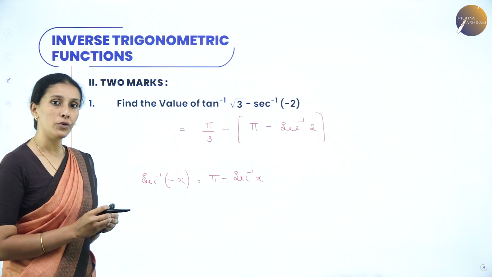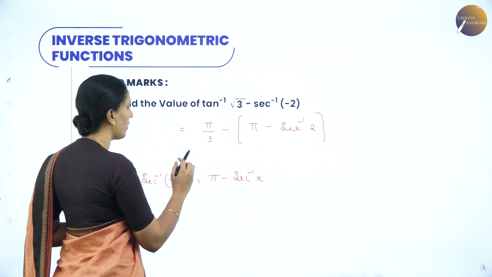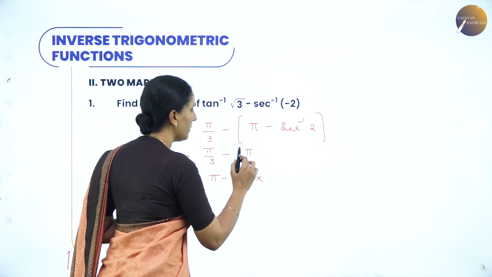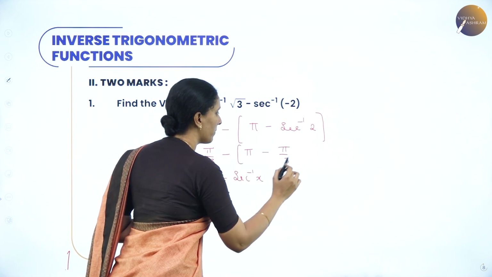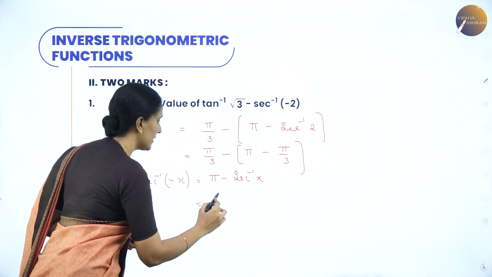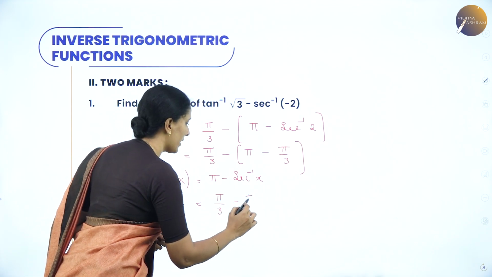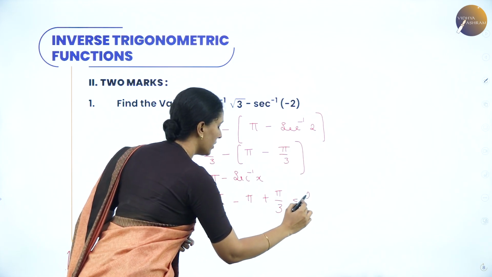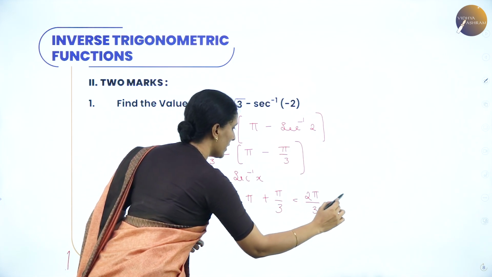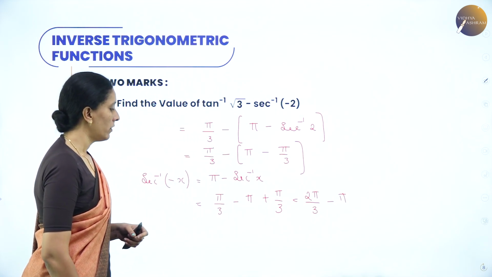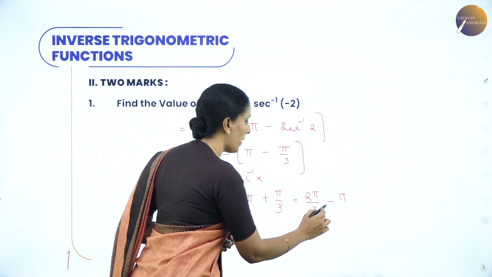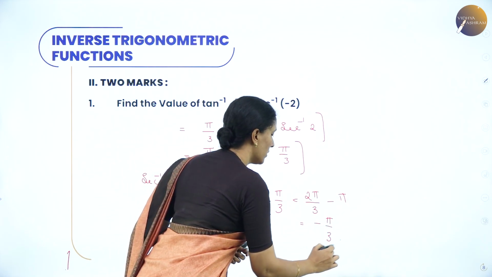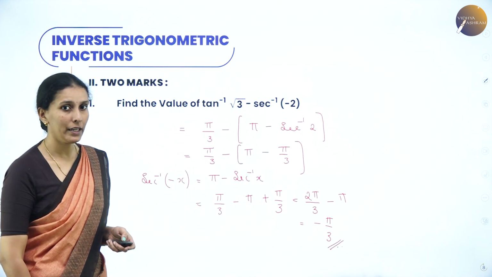So, secant inverse of 2 also denotes 60 degree. Therefore, here we can write it as pi minus pi by 3. If we continue this, we will get pi by 3 minus pi, minus into minus plus pi by 3. So, we have here 2 pi by 3 minus pi, which can be written as 2 pi minus 3 pi by 3, which is minus pi by 3. So, the value is minus pi by 3.